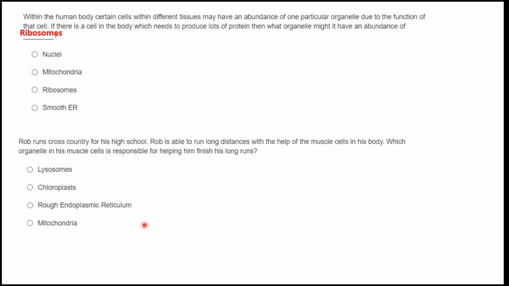Somebody read the second question. If you read the second question, then you are exempted from giving an answer. Rob runs cross-country for his high school. Rob is able to run long distances with the help of the muscle cells in his body. Which organelle in his muscle cells is responsible for helping him finish his long runs?